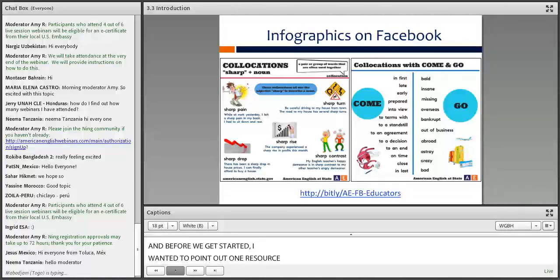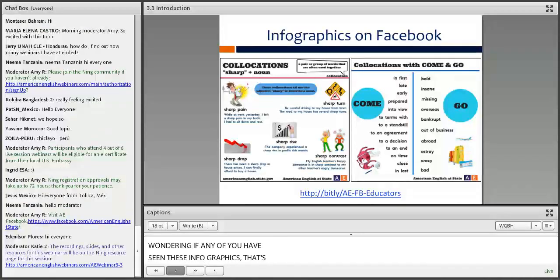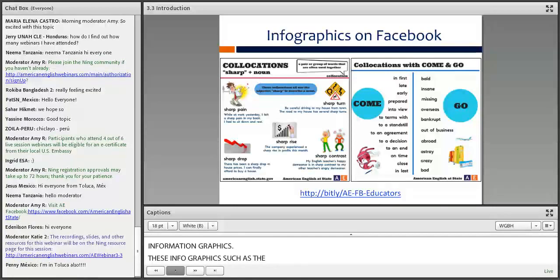And before we get started, I wanted to point out one resource that's available to you on our Facebook pages, both American English and American English for Educators. I'm wondering if any of you have seen these infographics. That's a shortened form of the words information graphics. These infographics, such as the two examples you see here, usually deal with idioms and grammar topics.